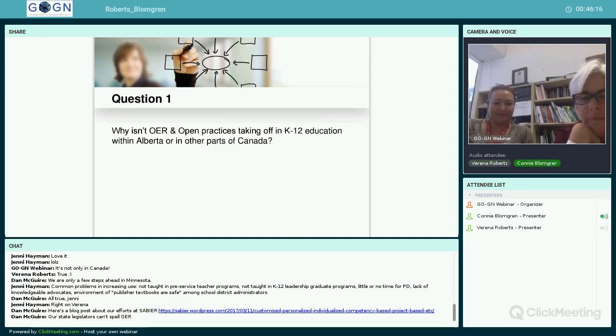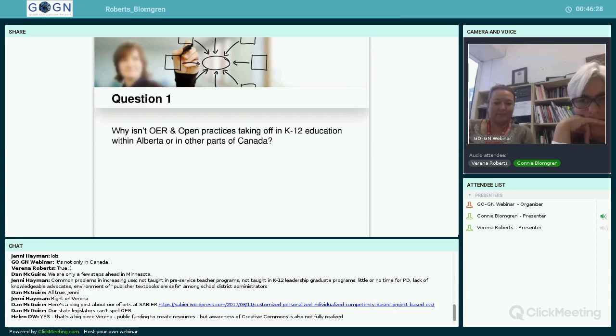Yes, and Jenny's right. She listed quite a few regarding this idea that publishers' textbooks are safe. That's not just among school district administrators. Teachers, the demands on teaching just grow. It doesn't matter how many years of experience you have, there's always more to do. And so you're looking for ways to ensure quality, something that you can trust.